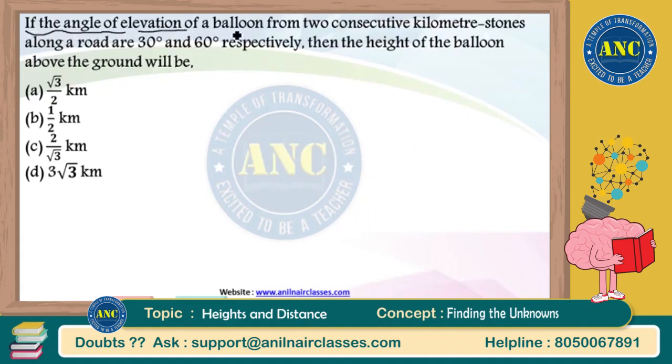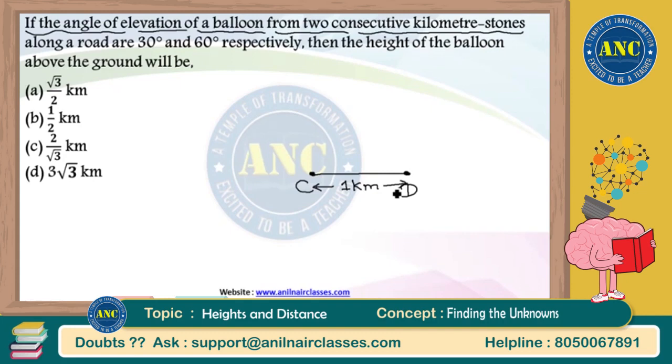If the angle of elevation of a balloon from 2 consecutive kilometer stones, that means there is a stone here at point C. There is another stone here which is consecutive to it, called D. In between C and D, definitely there is no stone. These two are consecutive, next to each other. It is given that it is 2 consecutive kilometer stones. That means the CD value is given in the question as 1 kilometer. The distance between C and D is 1 kilometer, and there is no other stone in between. That is the meaning of it.